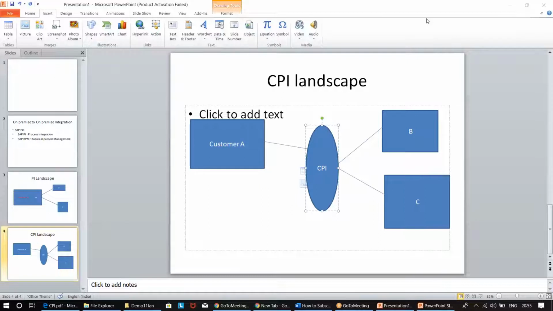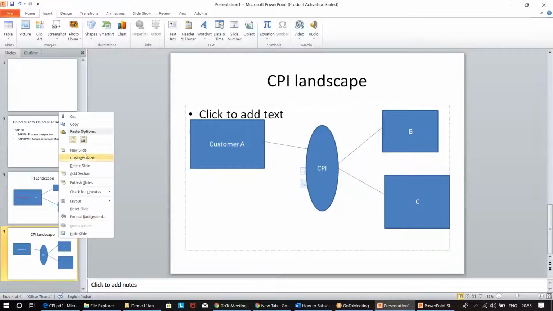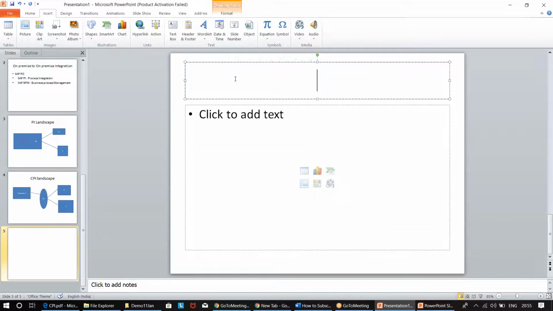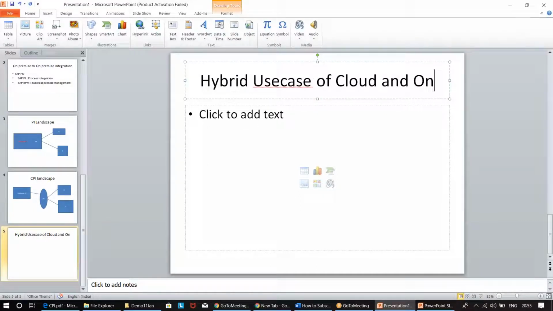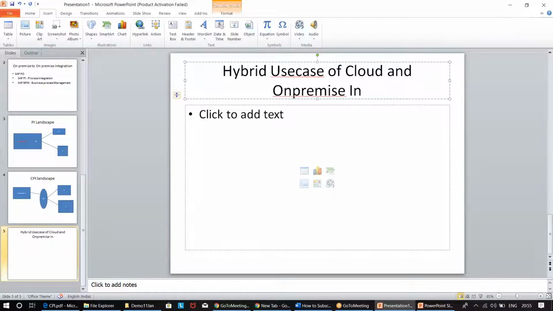Okay, so right now let me just go to the last use case, which is kind of a hybrid one: the hybrid use case of cloud and on-premise integration.